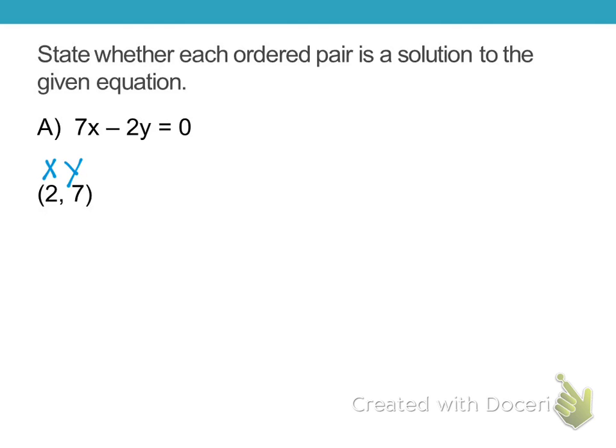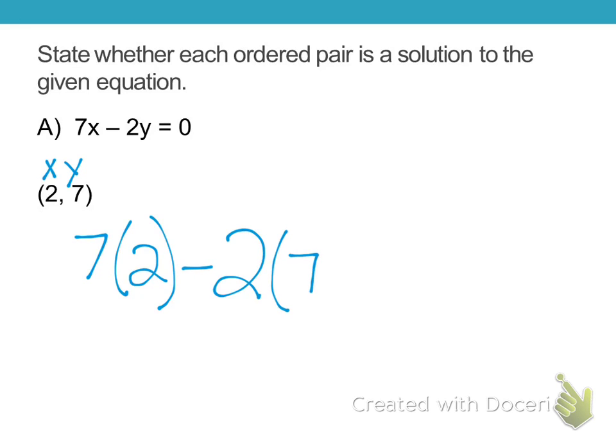State whether each ordered pair is a solution to the given equation. So we are going to put the x value in for the x, the y value in for the y, do the math. If it's true, it's a solution. If it's not true, it's not. So when I put the 2 in for the x, I have 7 times 2 minus 2 times 7 in for the y equals 0.